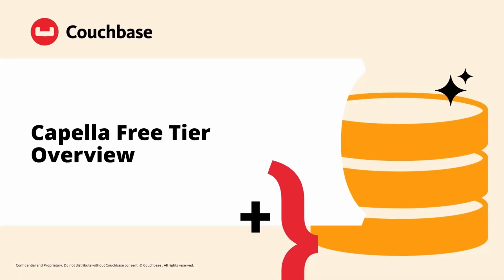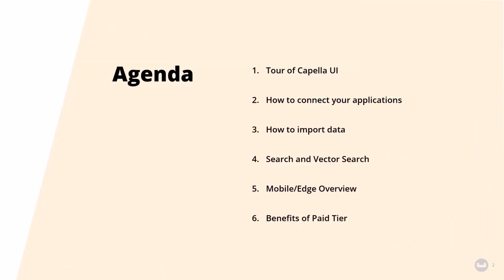Welcome to this overview of Couchbase Capella, DBaaS free tier for developers. In this video, I'm going to cover a quick tour of the Capella UI, how to connect your applications to Capella, how to upload data into a Capella database. We'll look at some of the advanced search features that are included in the free tier. We'll highlight mobile and edge capabilities with Couchbase App Services. And we'll talk about some of the benefits you'll get when you move to a paid tier.